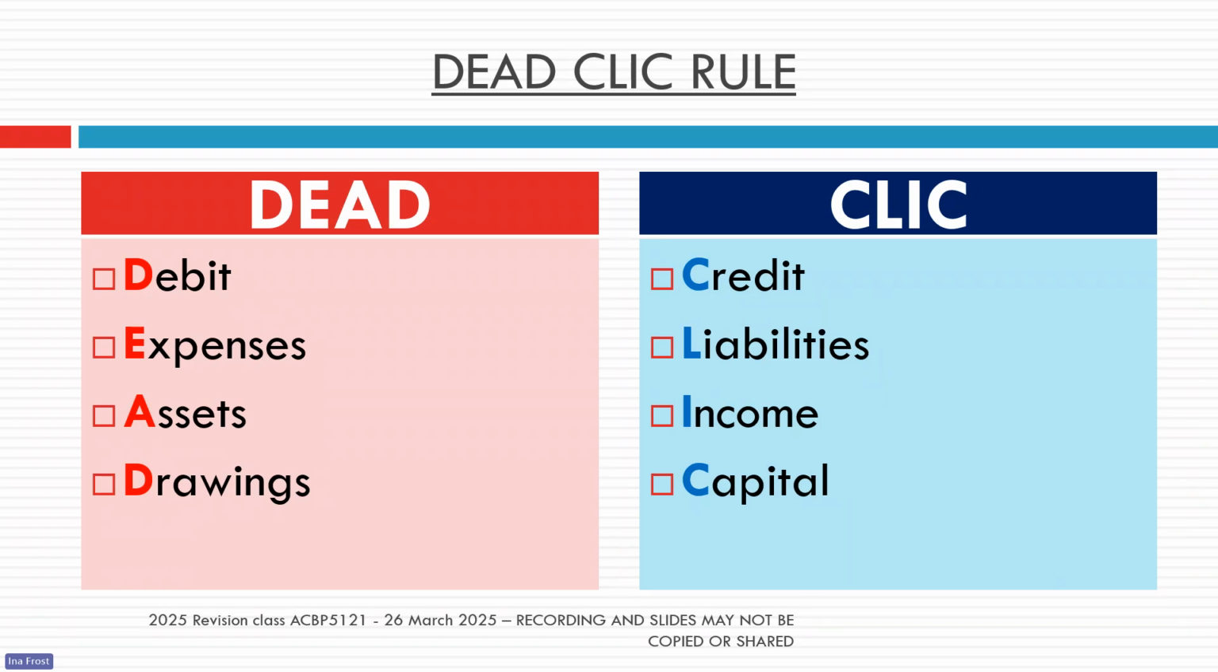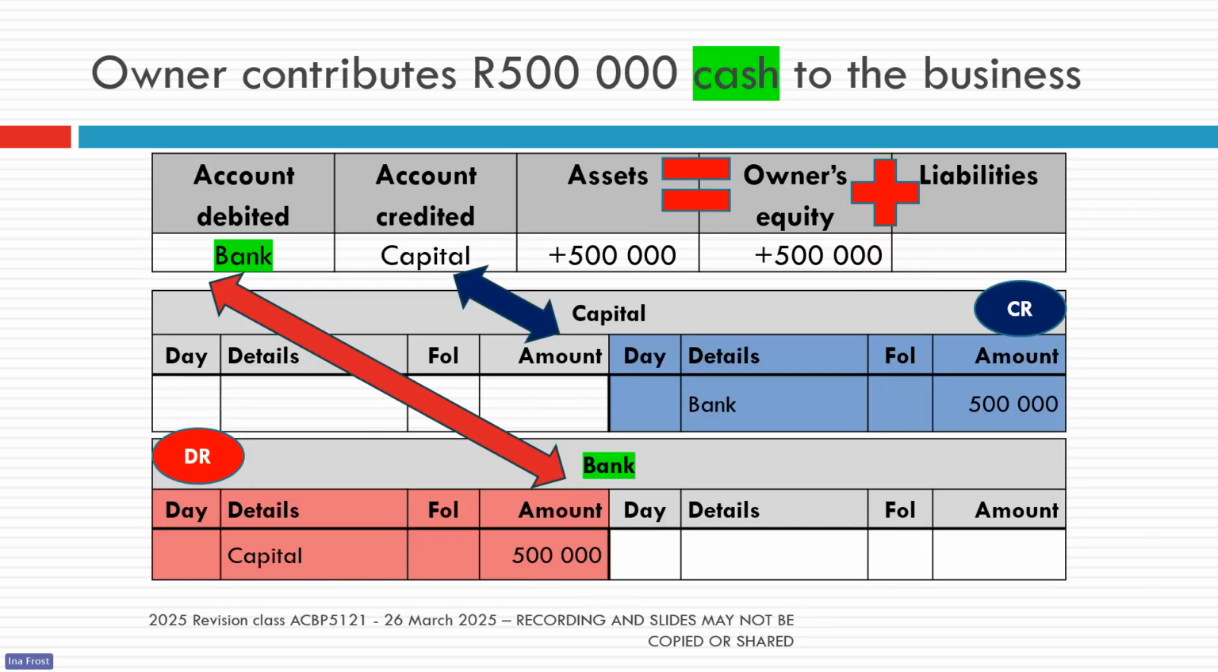So if any of those three groups of accounts increase, it's going to go to the credit side of the account. So if we jump back here again, we'll see, yes, capital is increasing by 500,000 rands. And how do I know that? I've put it on the credit side of the ledger account.